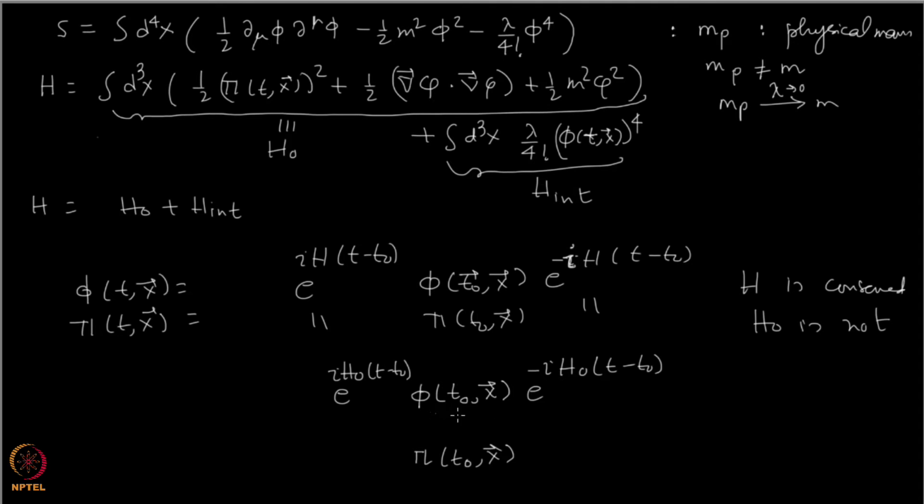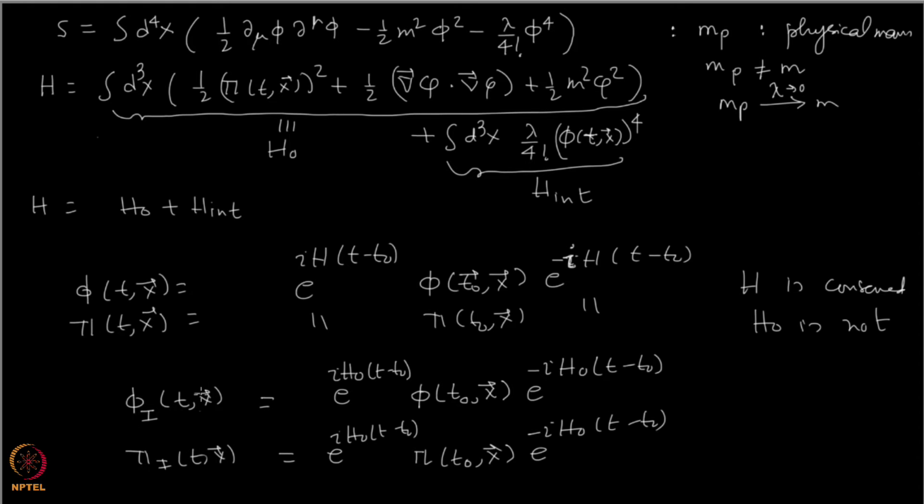Now why this is going to be useful you will see soon, but I can choose to do this, so I will do that. And of course these are not the same as phi and pi because they evolve with the full Hamiltonian, and this is something new that I am constructing, so I give them names. I call this object phi I and this object pi I.